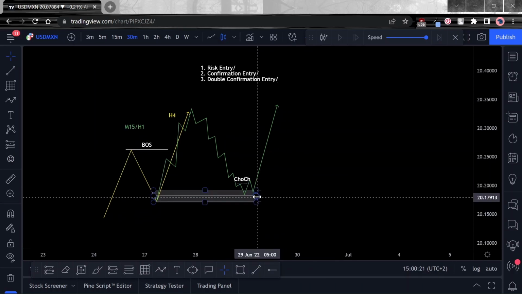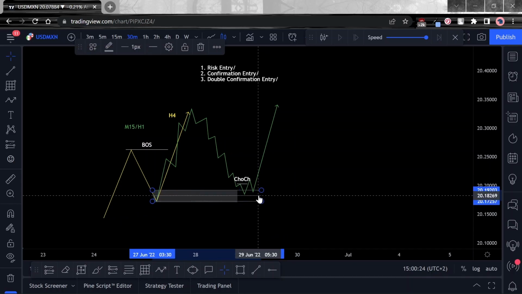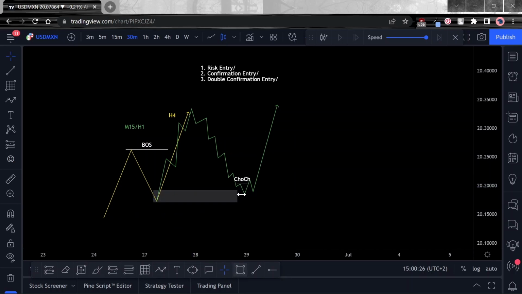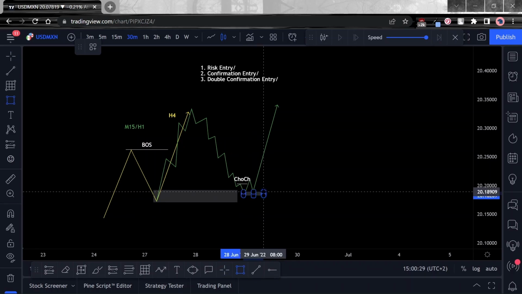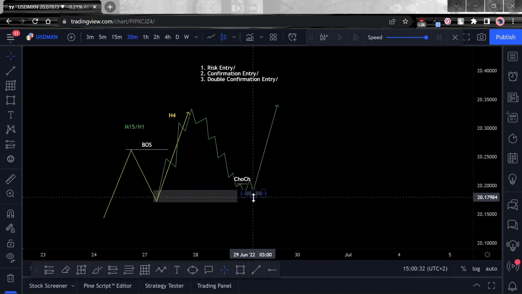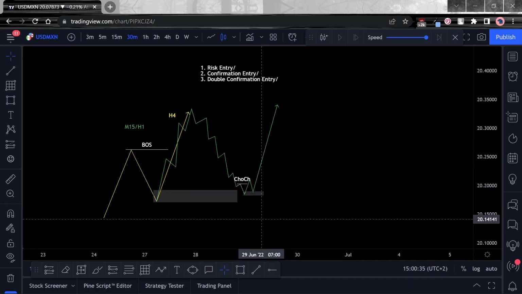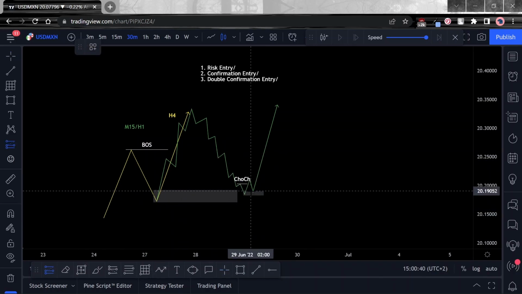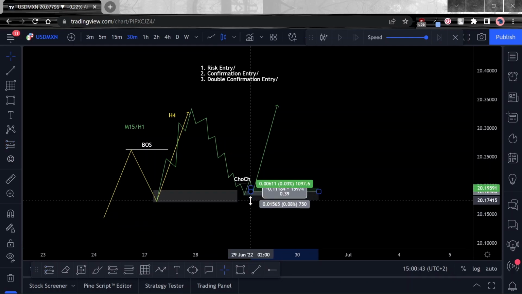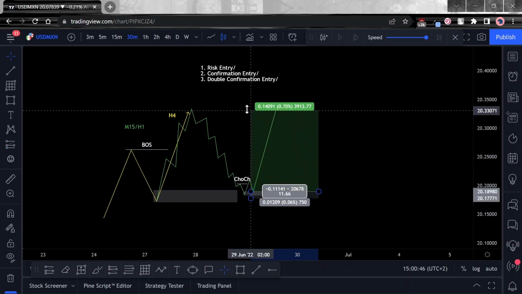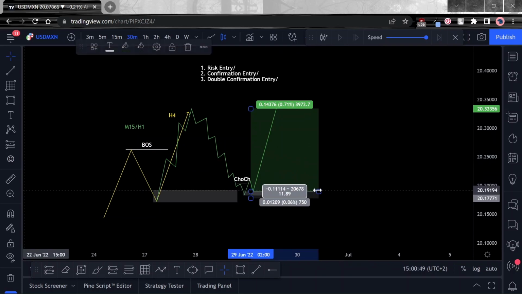When it does that, what we're simply going to do is wait for the most recent POI, the fresh POI that's been formed when price changed character, to be respected and honored as price creates a higher low. And then what we do is when price comes back to that POI, that's when we take our risk trade and then we aim for the highs. And as you can appreciate now, this is a 1 to 11 trade.